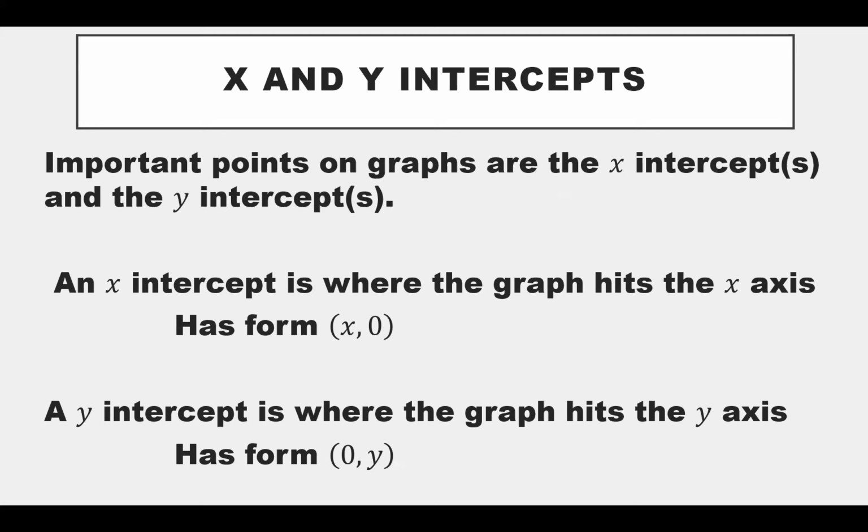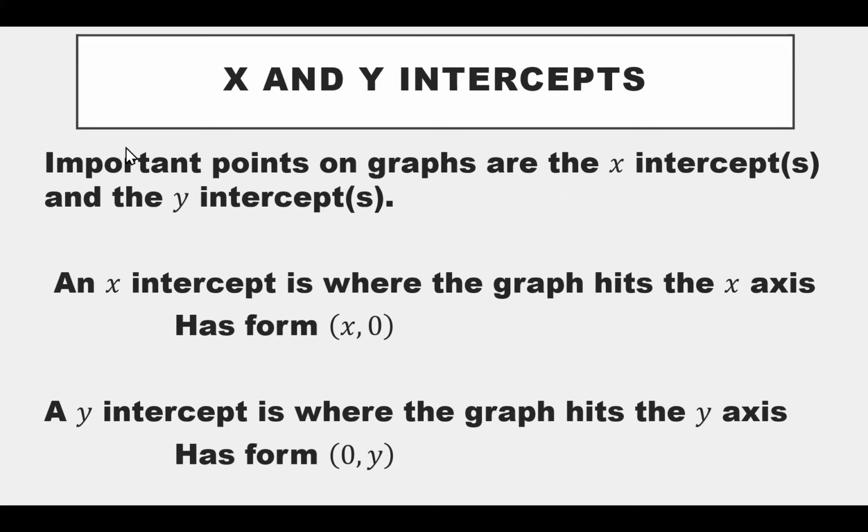The other important points are the y-intercepts. A y-intercept is where the graph hits the y-axis, and it has the form 0 comma y.